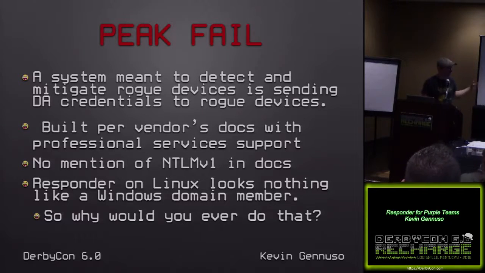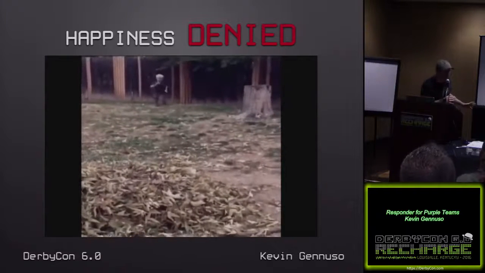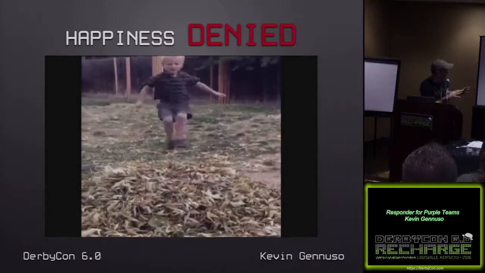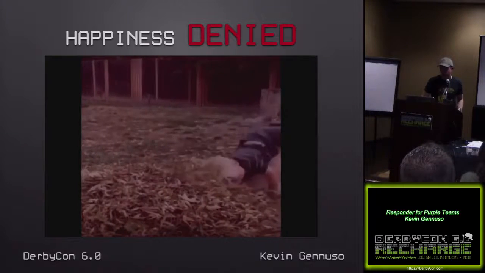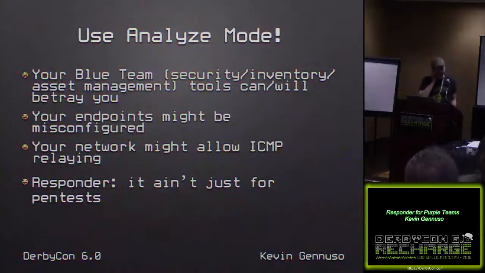There was no mention of NTLM v1 or anything in the documentation. It was built per the vendor's docs. Again, Responder running on this network looks nothing like a Windows domain member. Looks nothing like it. So why would you ever send me a DA username and hash? It was like a happiness denied moment: hey guys, we've got this really cool solution, we're going to find all the rogue endpoints and do really great stuff. Oh, not so much. Poor kid, right? Poor NAC getting kicked over like that.